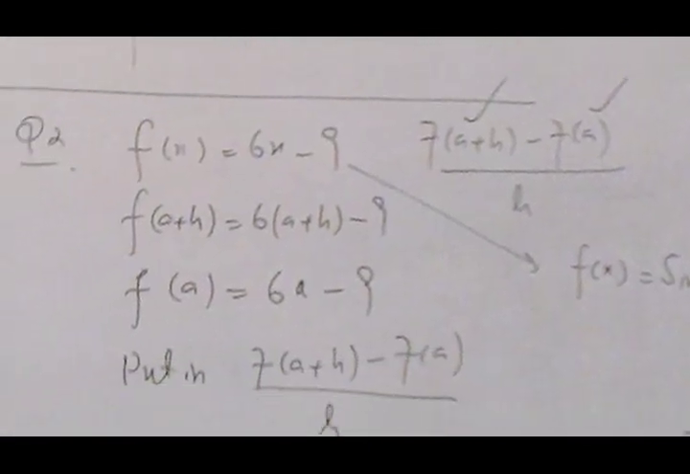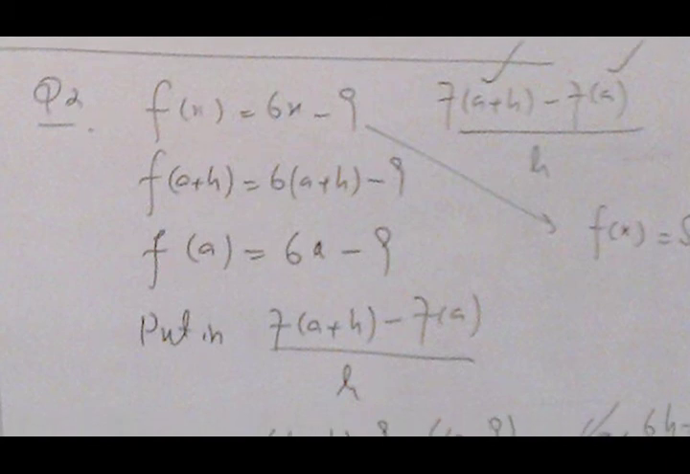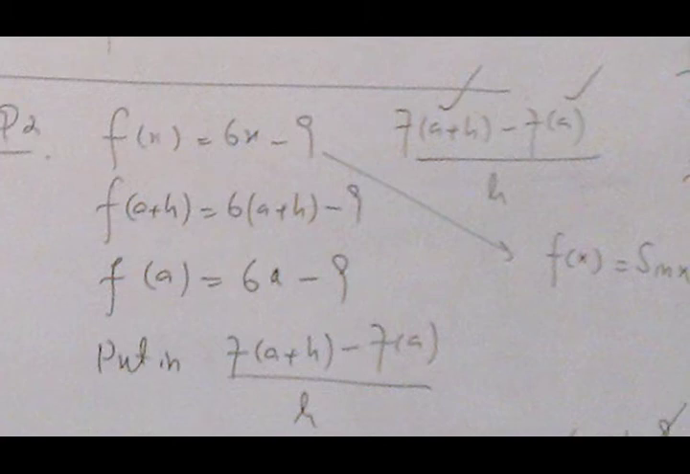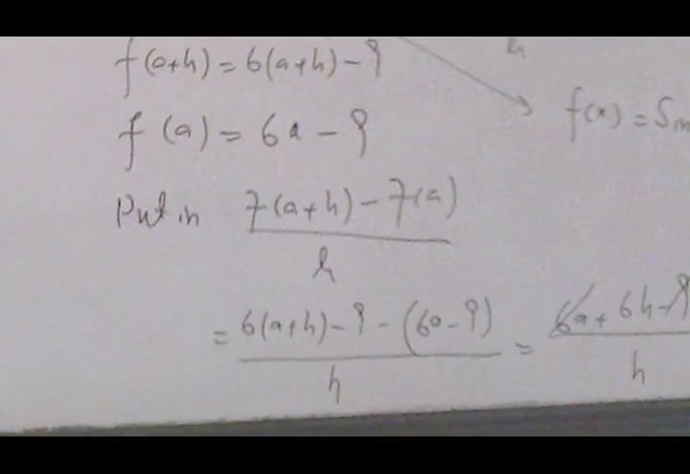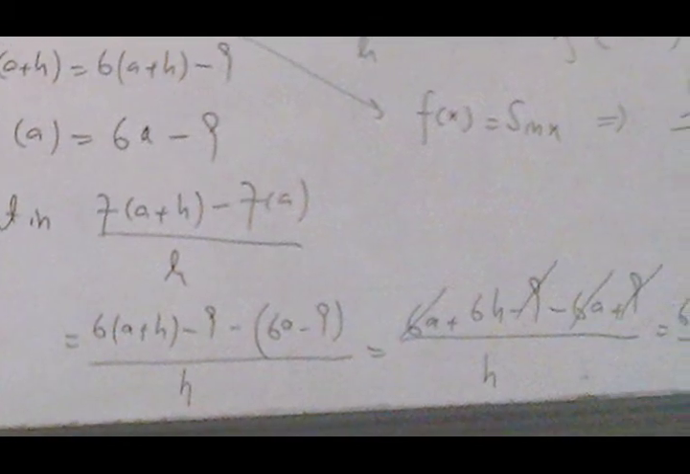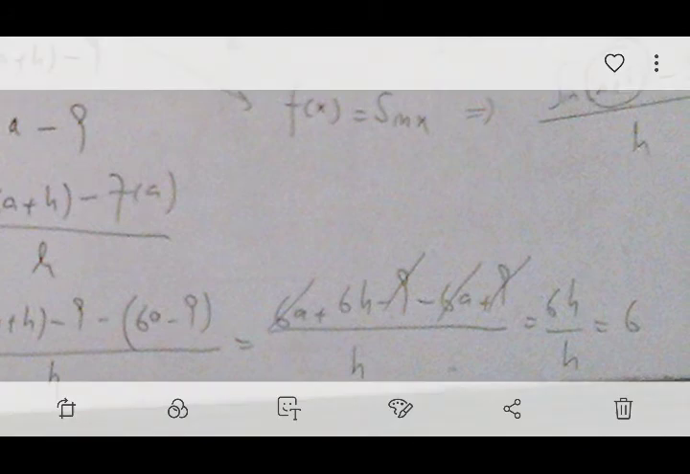Now in question number 2 we have a function quotient, 6x minus 9, and we put in the values f of a and f of a plus h. First we put x as a plus h, then we replace x by a, and then we put both these values in this formula and simplify, and we get the answer 6.